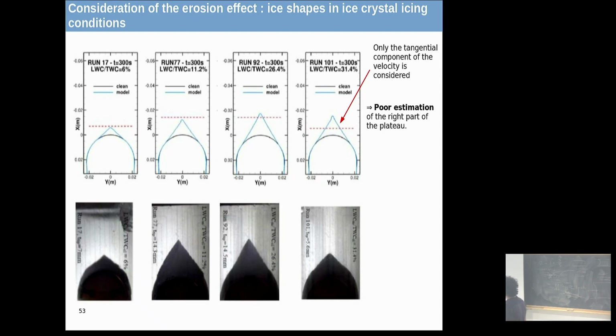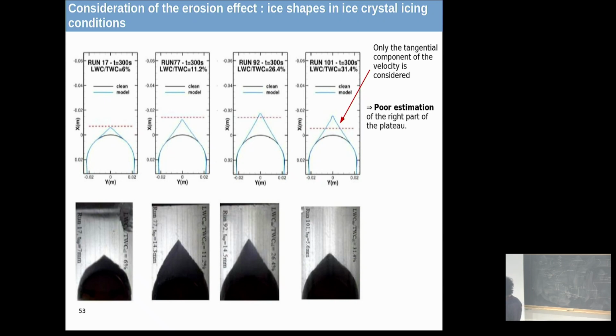Here is the plateau, which is simulated by the code. The first part of the plateau, the left one, is quite good. The plateau itself, not so bad, but the right part, as you can see in blue, the numerical simulation, is not very good. We have a poor estimation of the right part of the plateau. Why? We understood. Because here, in the erosion model, only the tangential component of the velocity is considered, because imagine you have an airflow from top to bottom. In the erosion model, we assume that it is only the tangential part which is used to model these ice shapes.